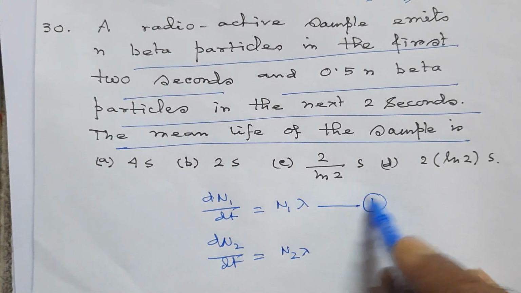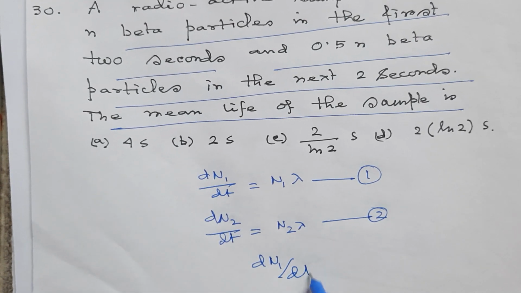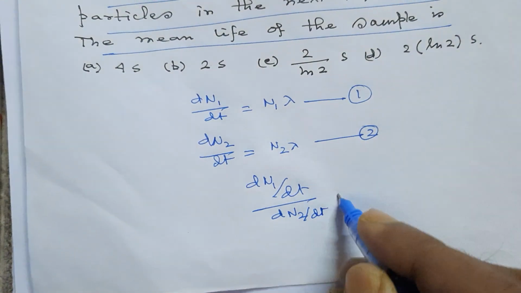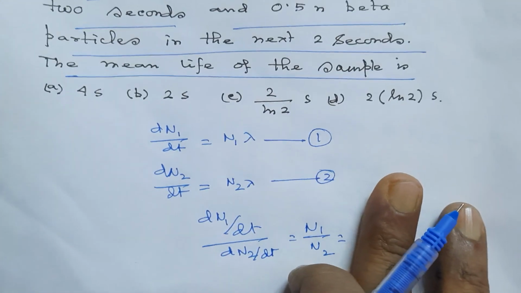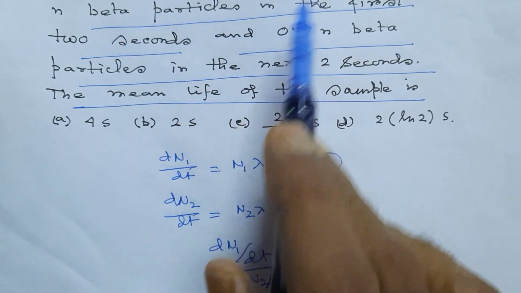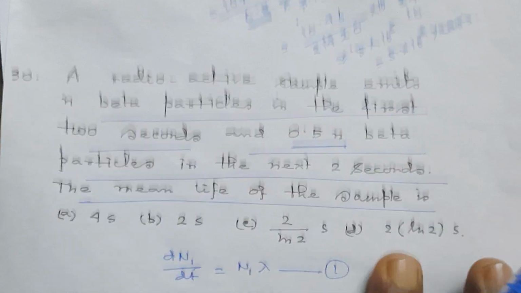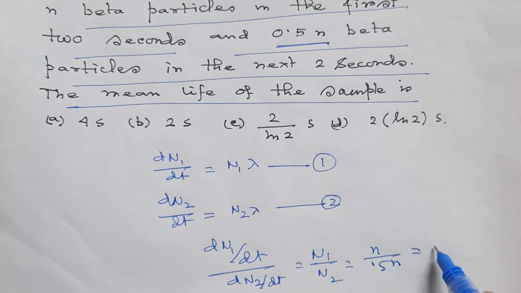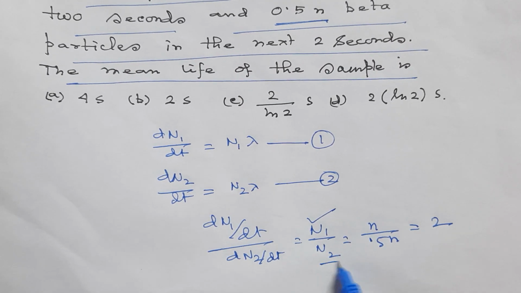If we divide equation 1 by equation 2, then dN1/dt by dN2/dt equals N1 by N2. N1 was at first n. A radioactive sample emits n beta particles, and in the next case it is 0.5 n. So the ratio is n by 0.5 n, that is 2. So N1 by N2 equals 2.